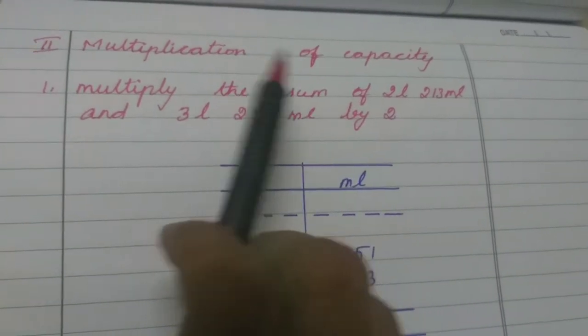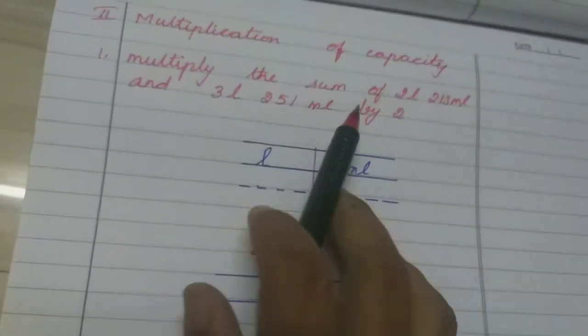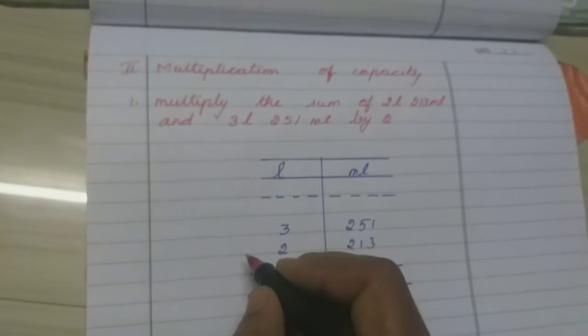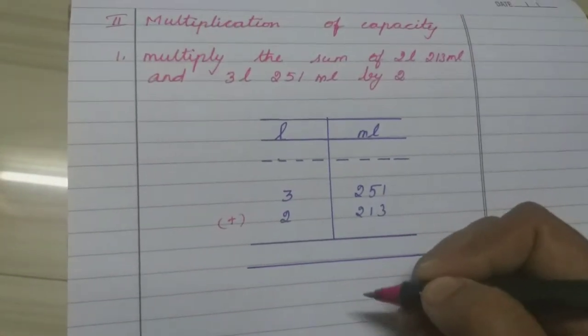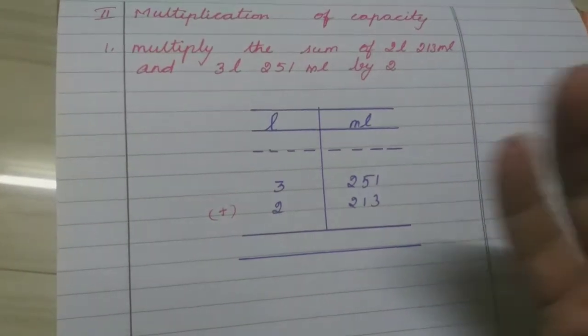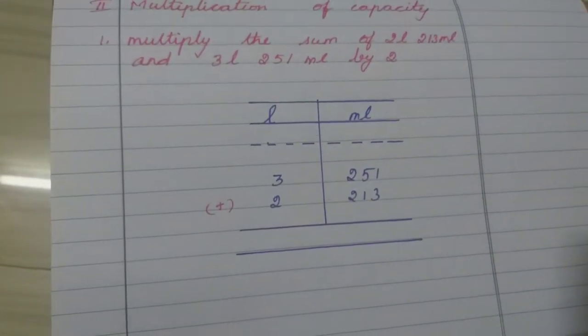Sum of means add. What is the meaning of sum of? Add. So first of all, you have to do the add. Finish the add. After that, we found the answer. By the answer, you should multiply by 2.